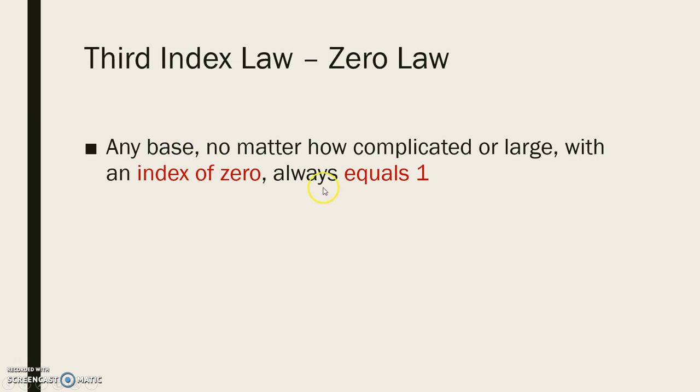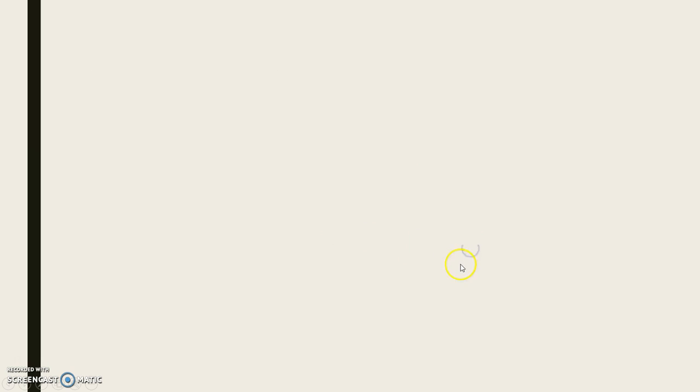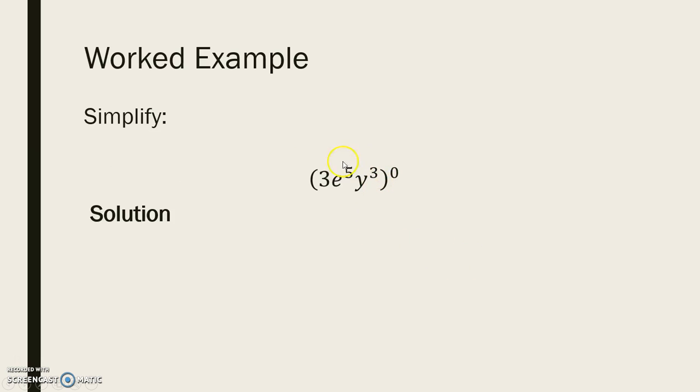Any base, no matter how complicated or large, with an index of 0, always equals 1. That's all you need to remember. So you can have heaps of things inside a bracket. If the power of that bracket is 0, your answer is 1. So that's your rule: anything to the power of 0 equals 1. So here's an example. Like I said, no matter how complex that expression is, all of that's in a bracket to the power of 0. So the answer is simply 1.